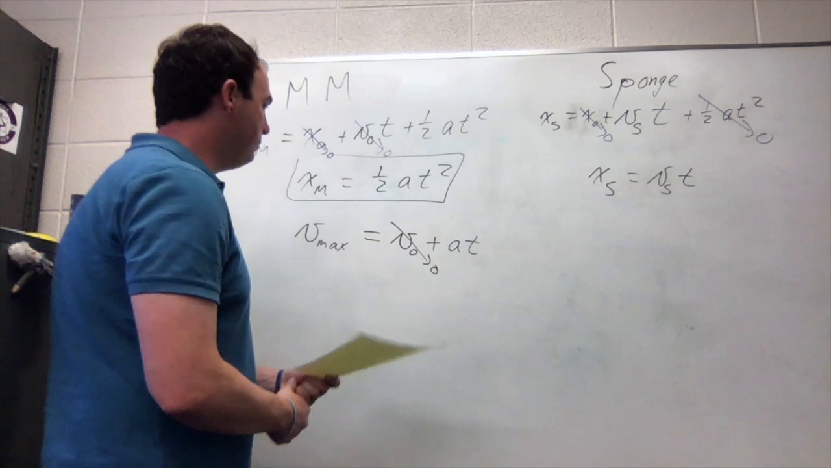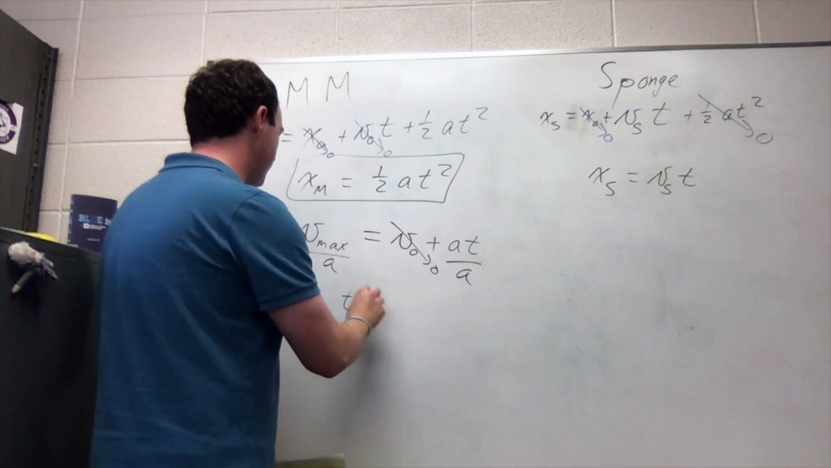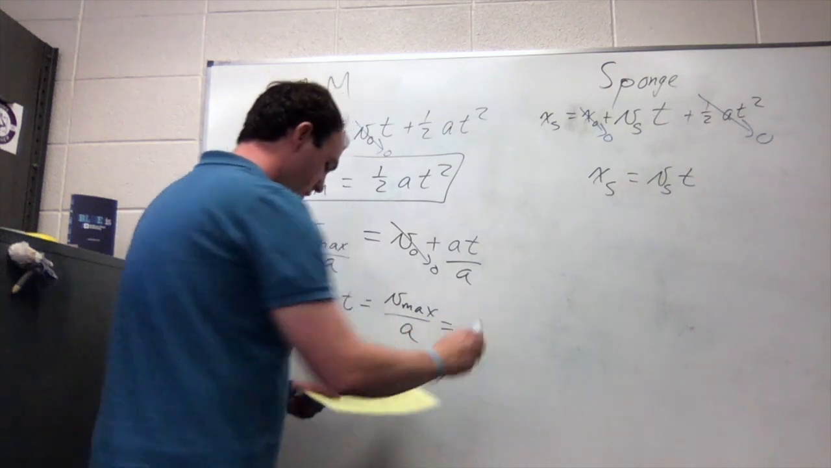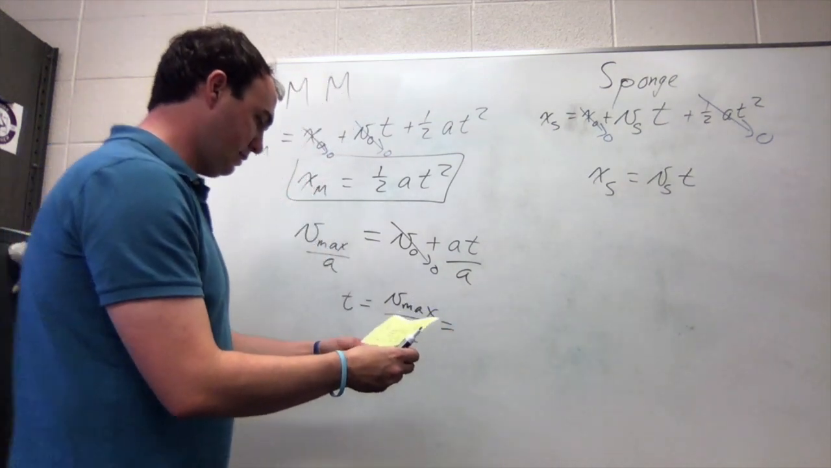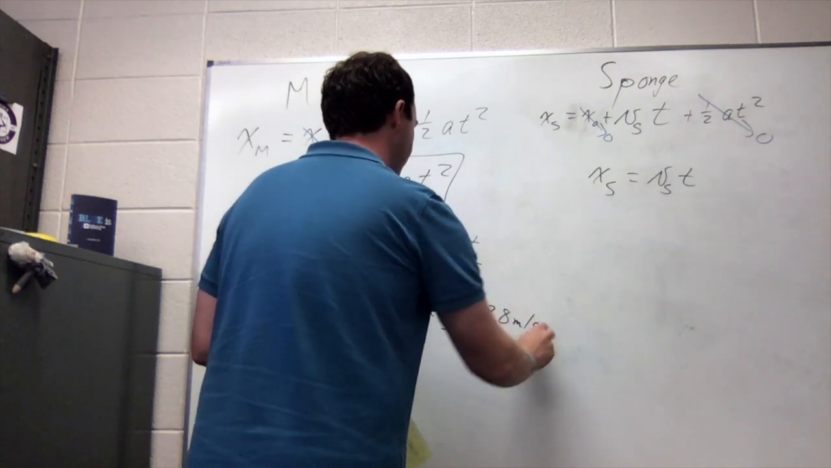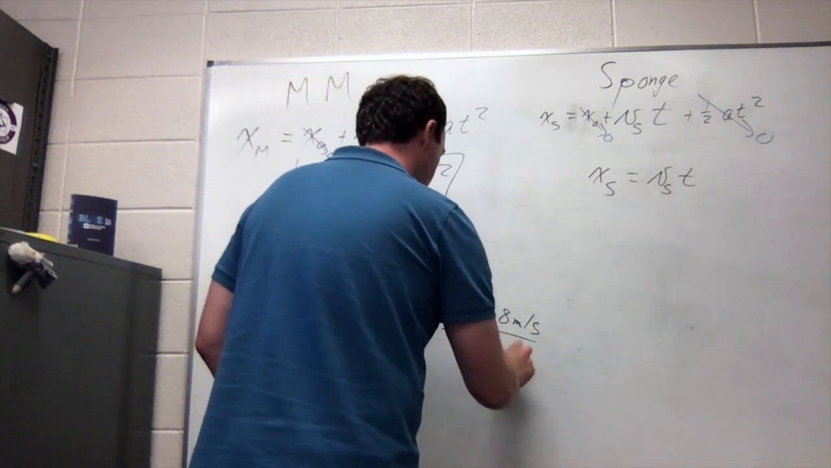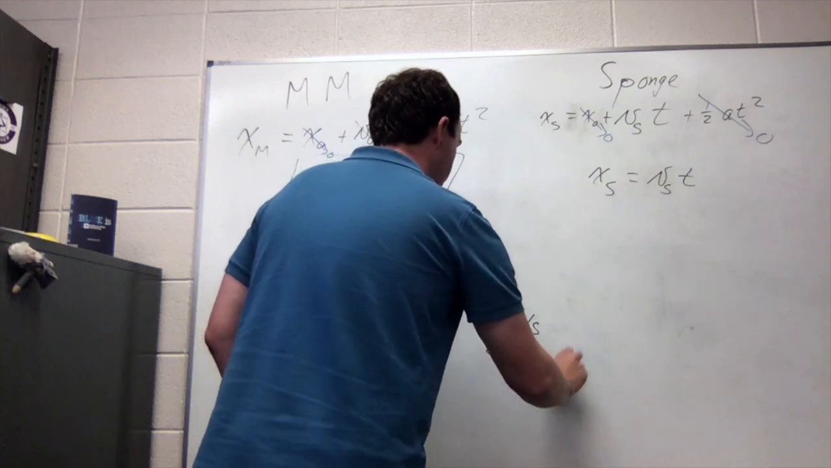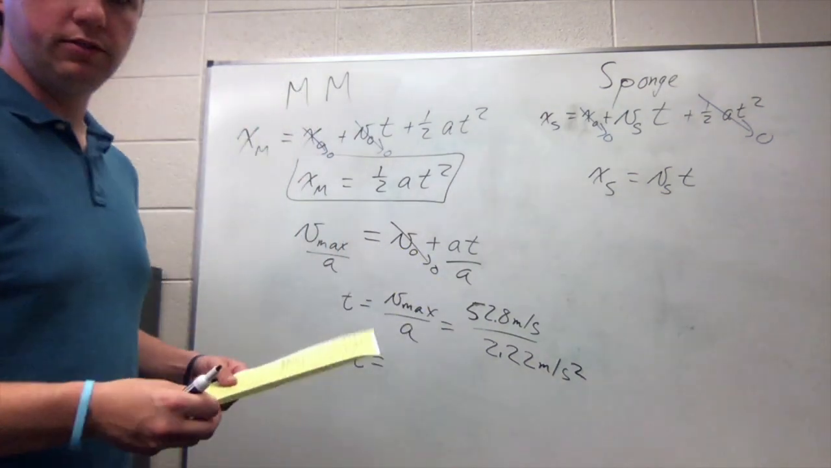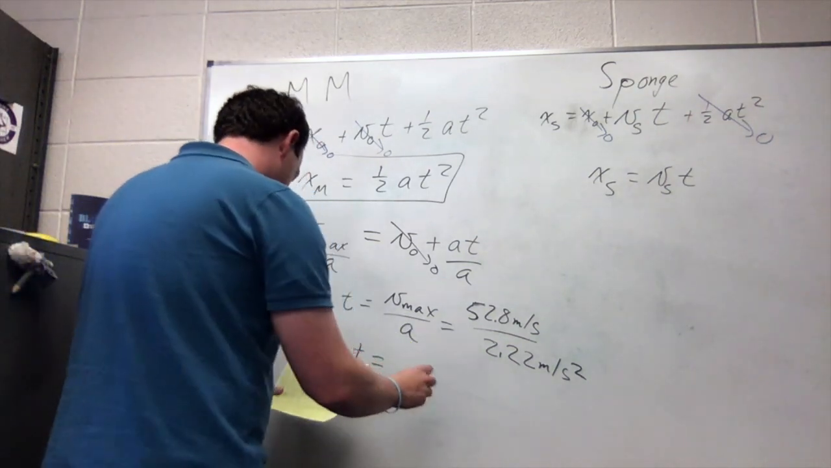Now what we want is the time, so I'm going to divide both sides by the acceleration, and I get that the time then is equal to V max divided by the acceleration. I have those quantities here, so their maximum velocity was 52.8 meters per second, and we divide that by the acceleration, which was 2.22 meters per second squared, and that gives us a time of 23.8 seconds.